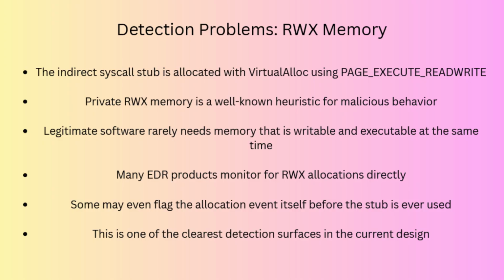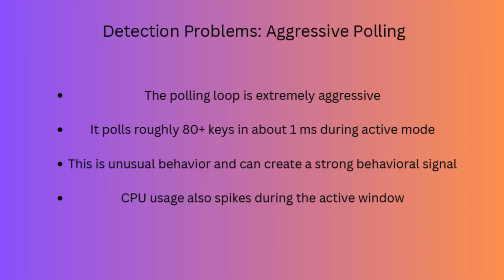Here's another major point of failure. The polling in this program is very, very aggressive. It polls 80 plus keys in around 1 millisecond, which means there are around 80,000 syscalls per second during active mode. That's unusual behavior. Additionally, CPU usage spikes during the active window, which gives way to another detectable pattern.